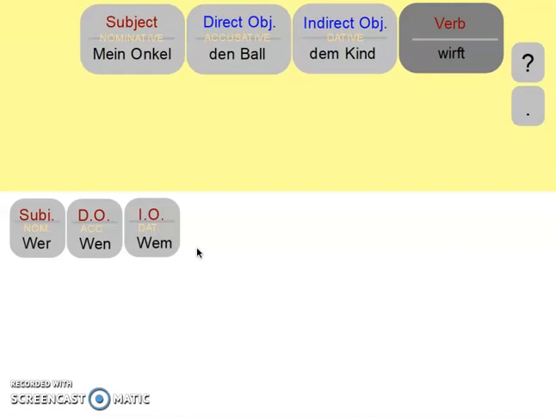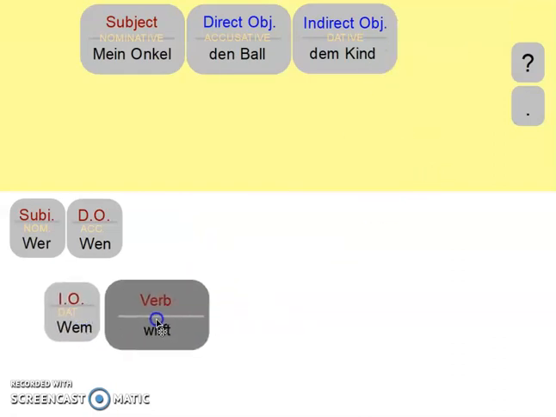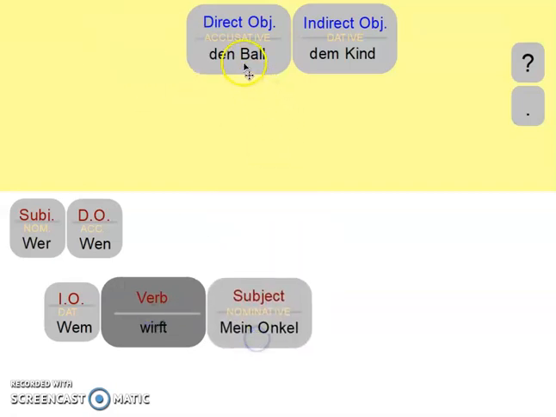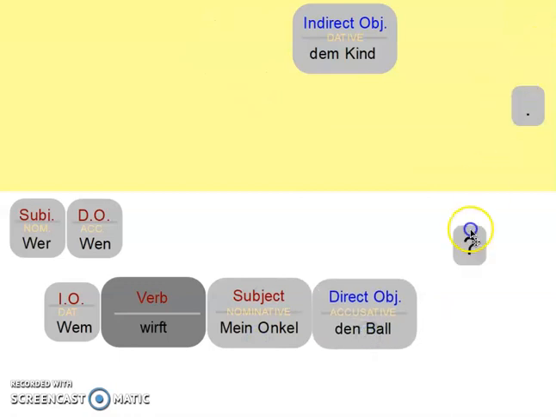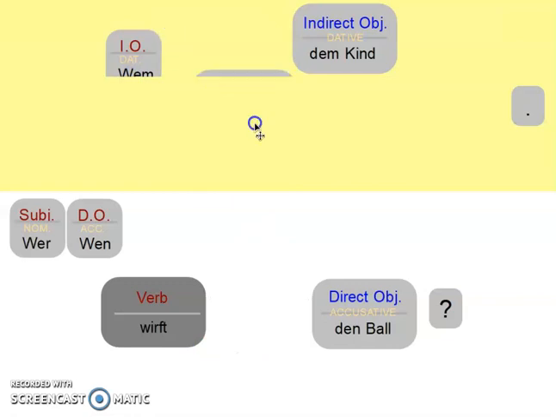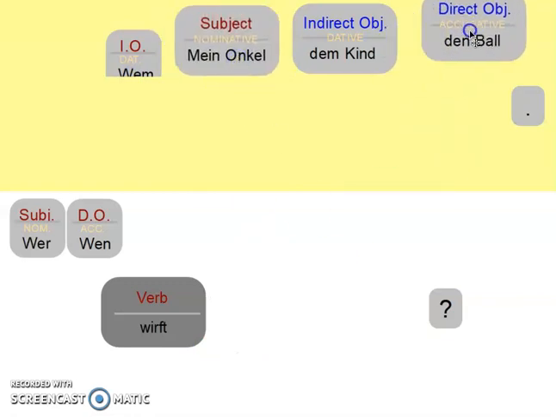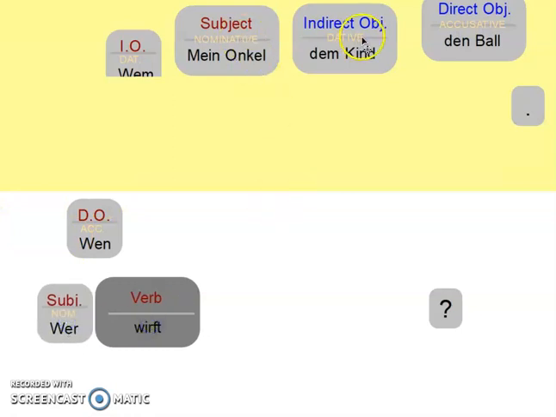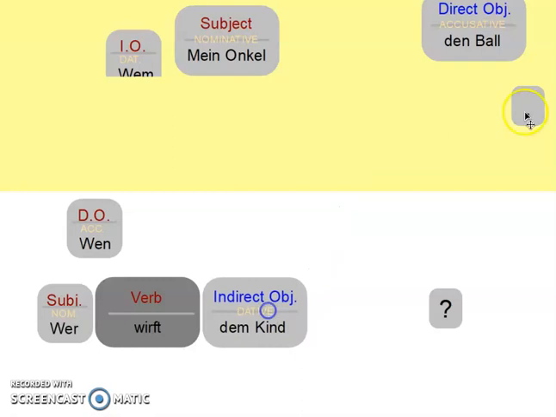If I wanted to ask a question like, whom is my uncle throwing the ball? Wem wirft mein Onkel den Ball? If I wanted to ask who is throwing the child the ball, we would start over like wer wirft dem Kind den Ball?